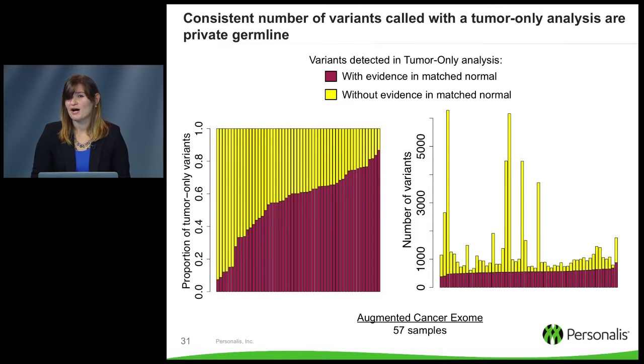Now, although we see a wide range of proportion of germline variants, when we plot the actual number of variants on the right, you can see that the number of variants called in tumor-only mode that are actually germline is very consistent across the samples, despite large variation in total variants called. Now, this has important implications for mutational burden applications, because it shows that somatic mutational load can still be inferred even from tumor-only analysis when the matched normal is not available.